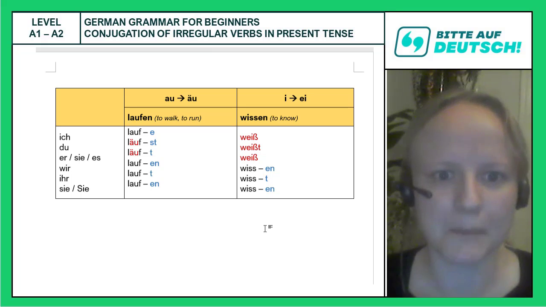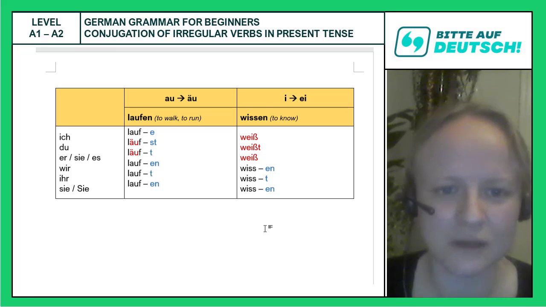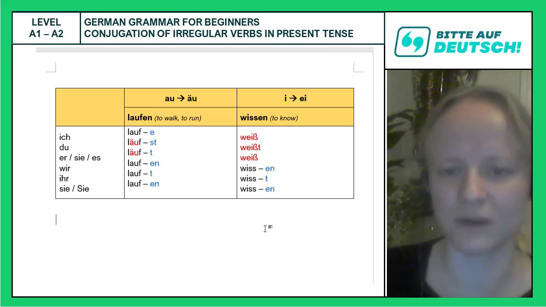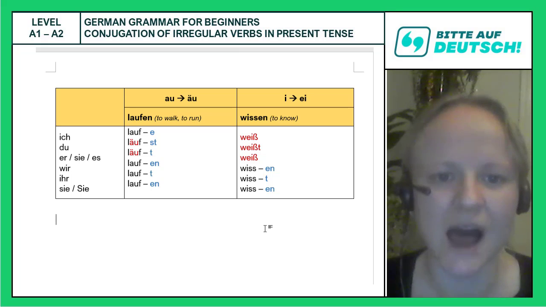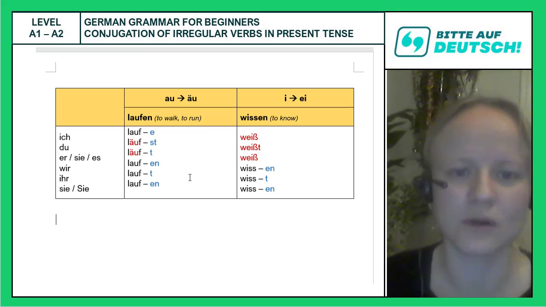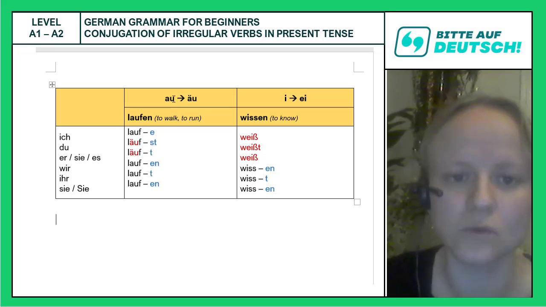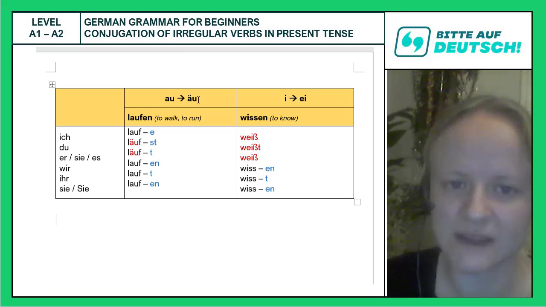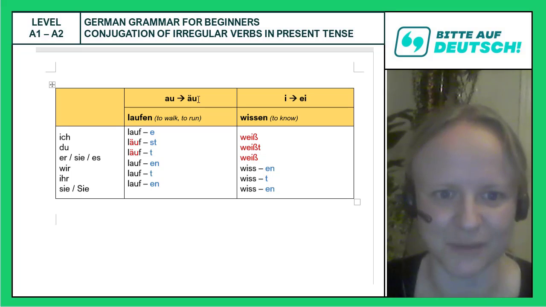There are also some extra categories or exceptions because not many verbs actually fall into these categories here. When we have verbs that contain au, they will change to äu. Okay, so we have 2 vowels together, a and u. They will change into ä and u, and when we pronounce those together, they sound like oi, oi. Okay, so that needs to be learned by heart.